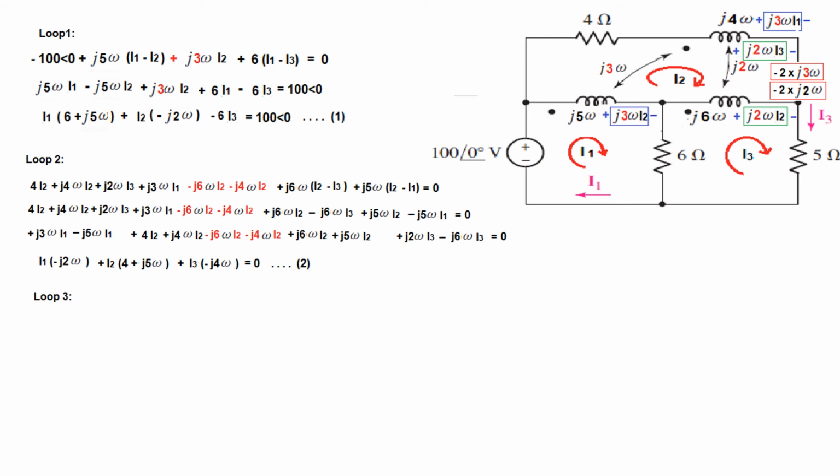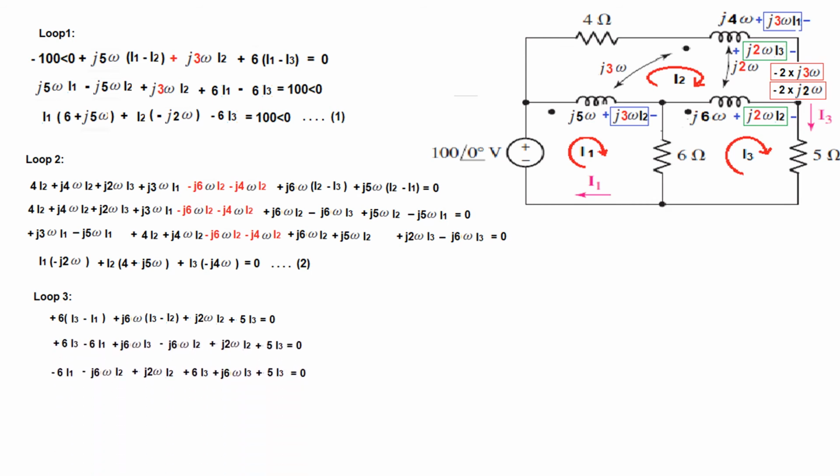Now we come to loop 3. This is simpler. So we're starting from here. So 6 into (I3 minus I1) because we are in this loop. We come here, j6 into (I3 minus I2). There is a mutual voltage here. So we'll write that j2 omega I2 and 5 into I3. So this is our third mesh equation, third loop equation.